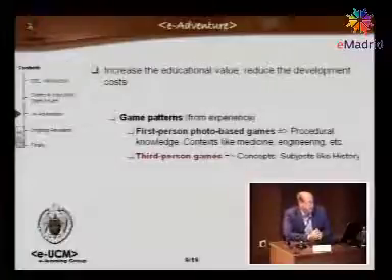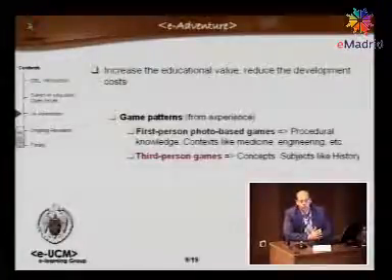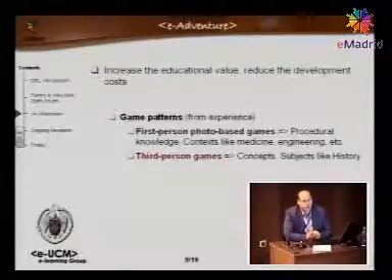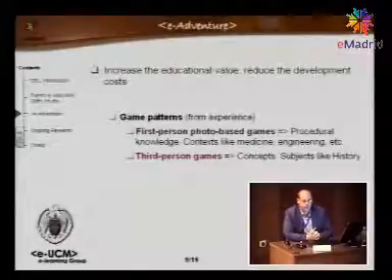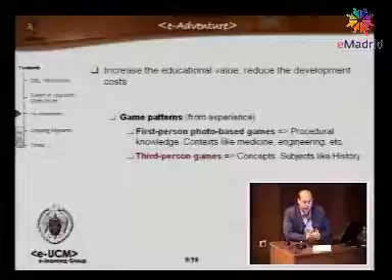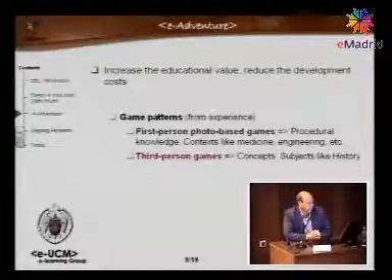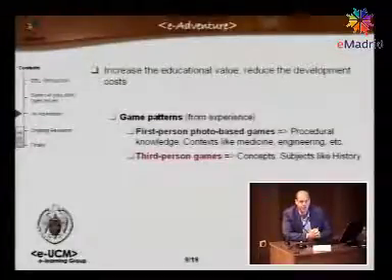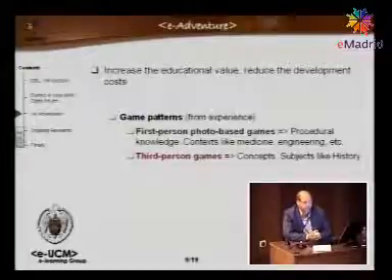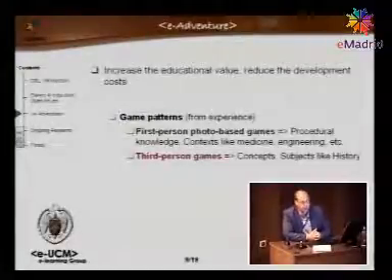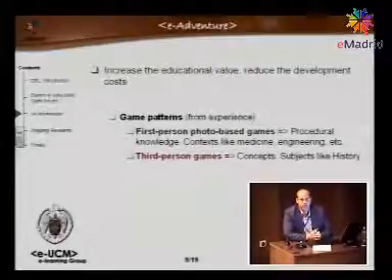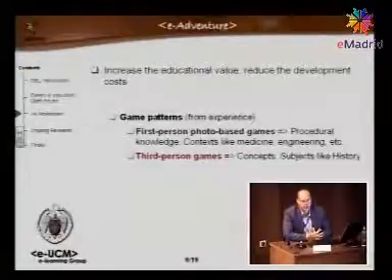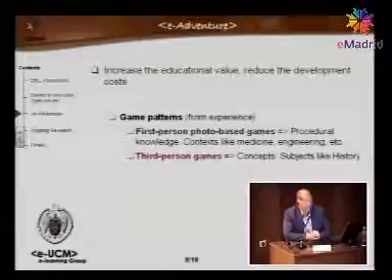And of course, it's necessary to obtain some patterns that could be useful and simplify things, so that you do not have to think everything from scratch. Say, okay, I have a game, but which kind of game? From experience, we have developed two very different kinds of games. First, first-person photo-based games for reducing the cost. Having very good drawings or design is expensive, but everyone can take photos or very short videos. And that is very useful for medicine.